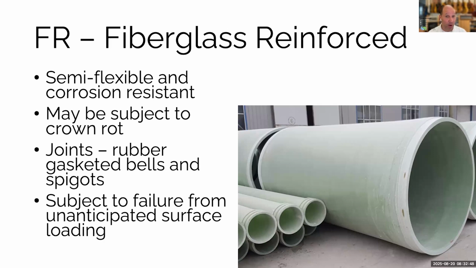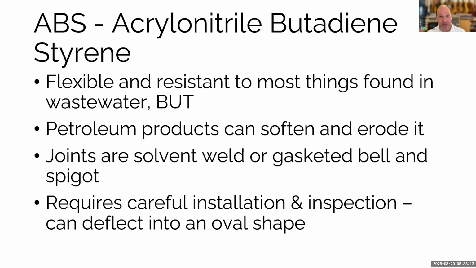The downside of all plastic pipe is that it has a tendency to deform if it's not installed correctly. So if you have unanticipated loading, so it's designed for a certain load and you get higher loads than what it's designed for, or if it's not installed correctly, it can actually deform into an oval and sometimes break. So that's kind of the downside of plastic pipe in general, but fiberglass reinforced pipe in specific. ABS pipe.